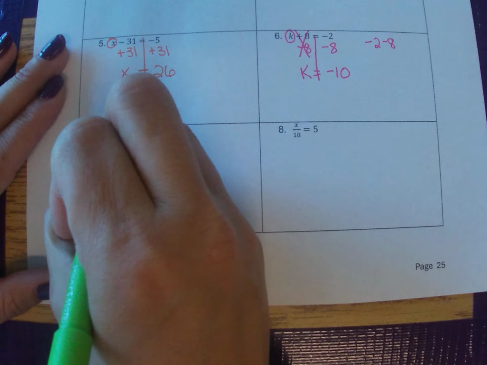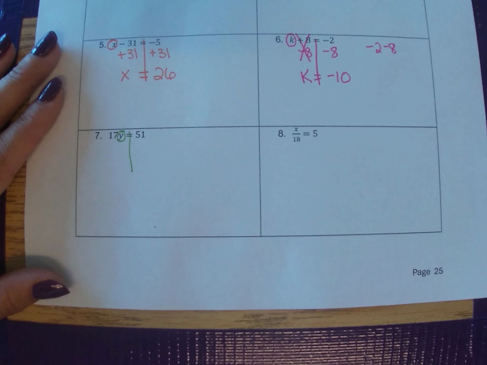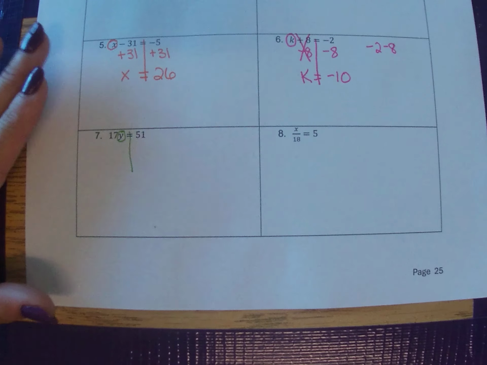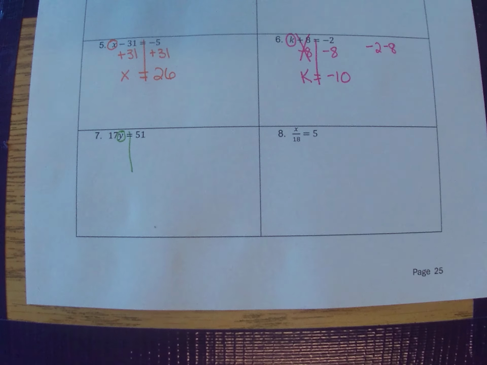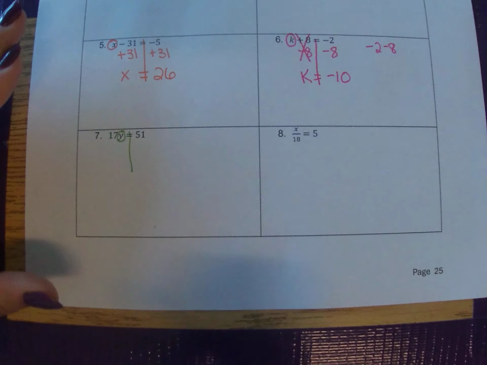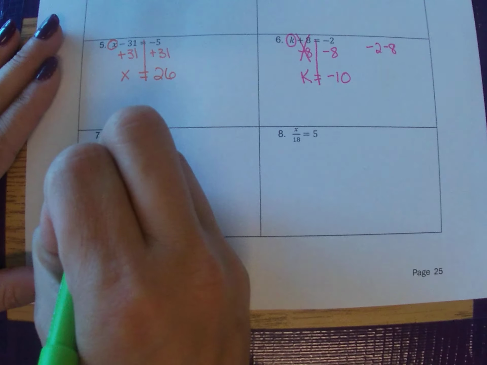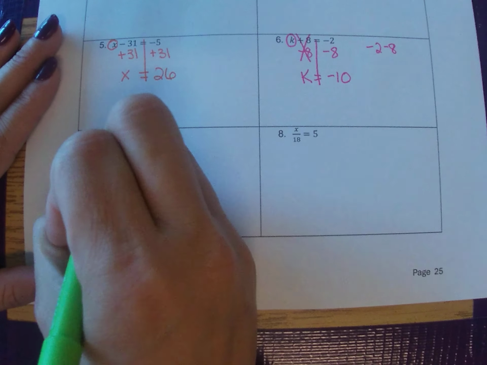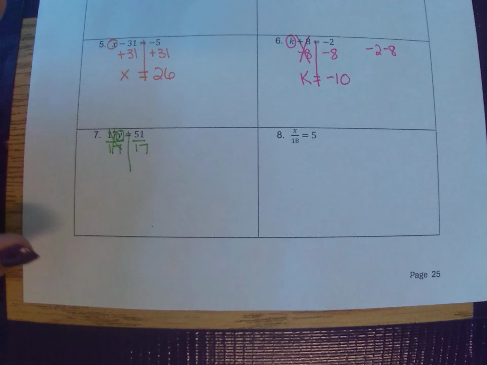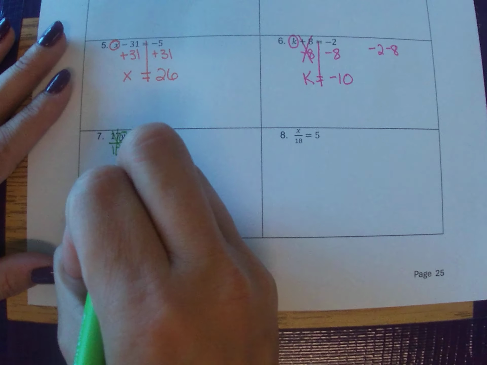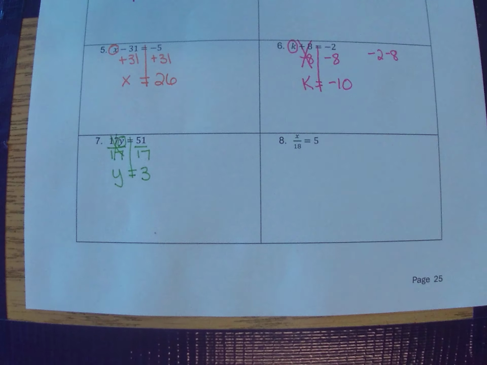All right, I'm drawing my bar, and I'm identifying my variable. When we see no operation at all, that means multiplication, and we undo multiplication with division. Remember, we are doing division as a fraction bar. So the 17s undo each other. 51 divided by 17 will give us 3.